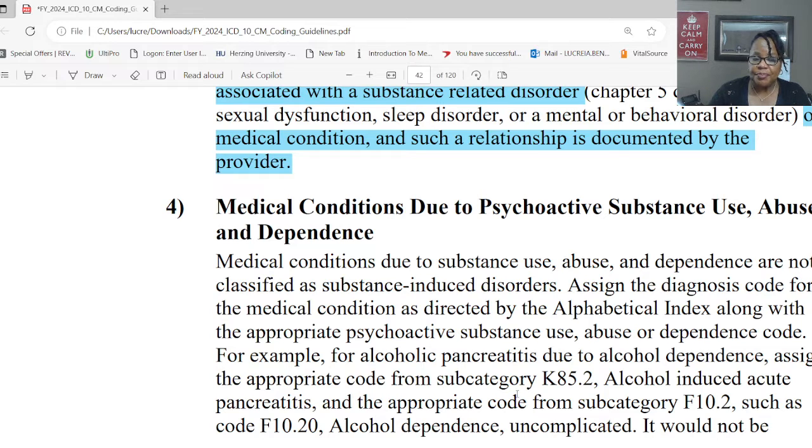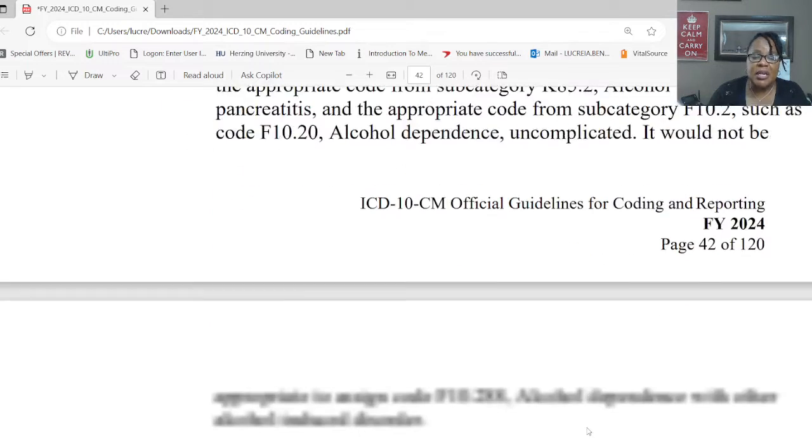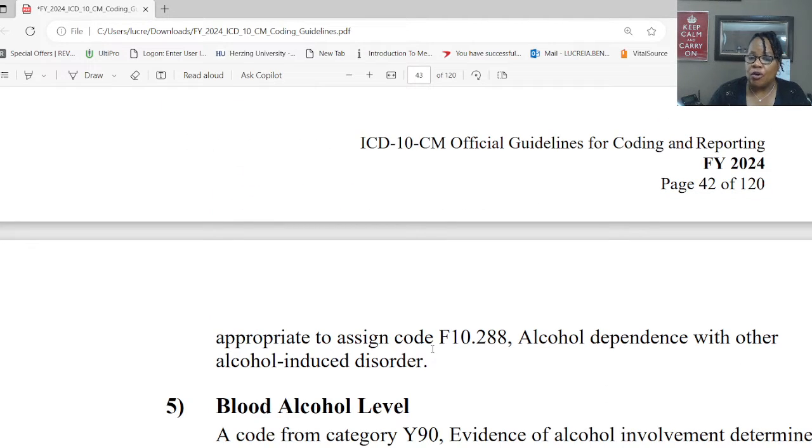For example, for alcoholic pancreatitis due to alcohol dependence, assign the appropriate code from subcategory K85.2, alcohol-induced acute pancreatitis, and the appropriate code from subcategory F10.2, such as F10.20, for alcohol dependence uncomplicated. It would not be appropriate to assign code F10.288, alcohol dependence with other alcohol-induced disorder.